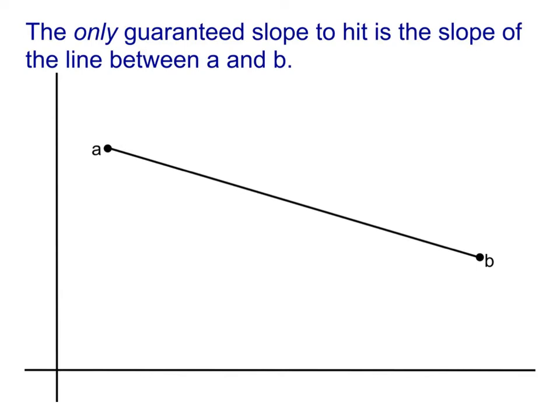And so while we can say that yes, it might also do something like this and so hit other slopes, we don't know that it actually will. The only slope that we know that it will contain is this.